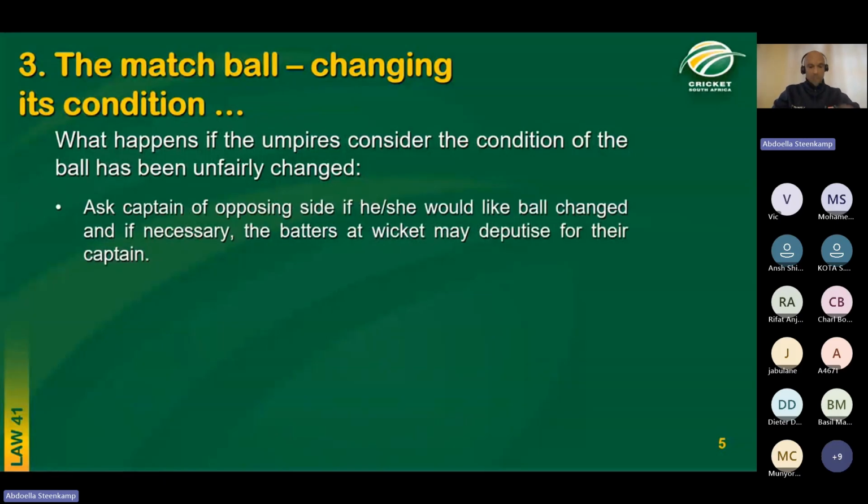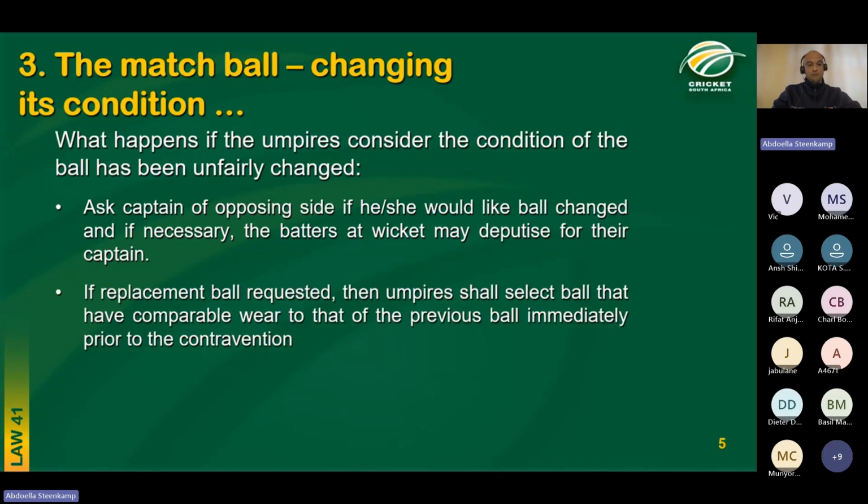Firstly, we'll go to the opposing captain and ask, Captain, do you want this ball to be changed? Or batters at the wicket may also deputize for their captain. If they do decide to have the ball replaced, umpires need to choose a replacement ball. What criteria will they use to choose a replacement ball? They need to look at a ball that has similar wear and tear. That's the criteria that they need to use when selecting a replacement ball.